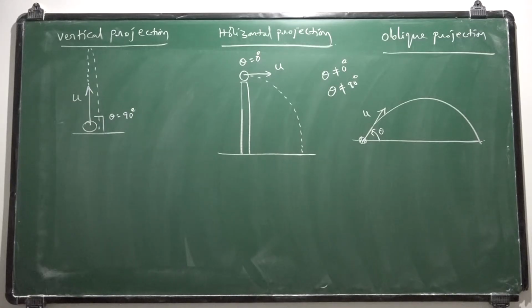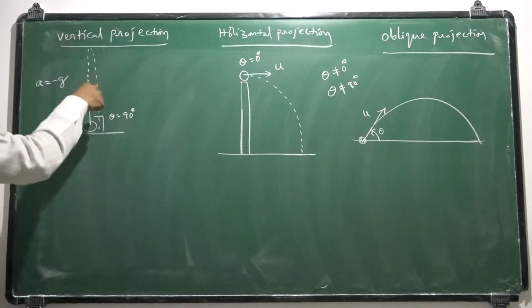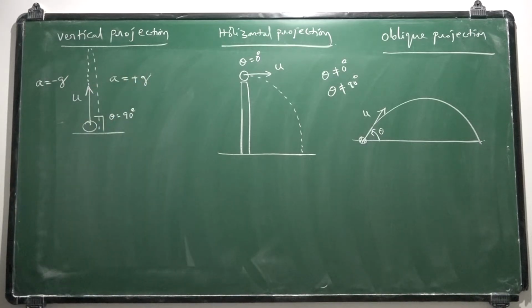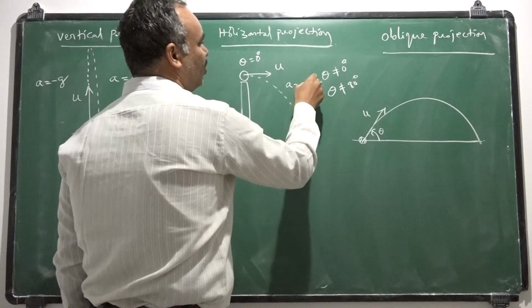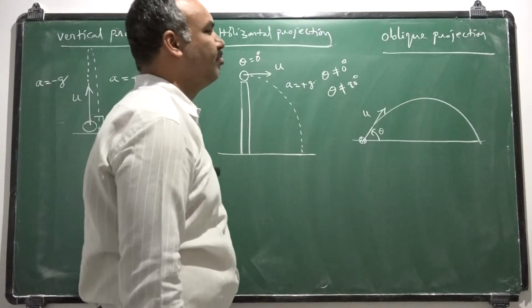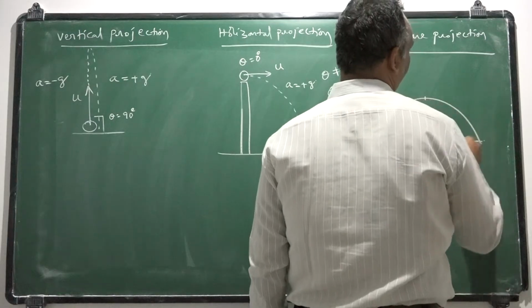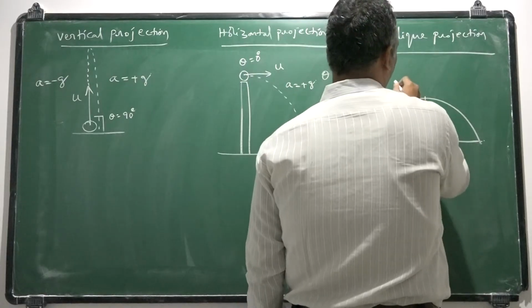In case of vertical projection, the thing you should remember is, as the body is moving against gravity, its velocity is going to decrease gradually. So its acceleration always should be taken as minus g. While it is coming down, its acceleration should be taken as plus g. This is the basic idea you should take here. Here it is moving downwards, a should be taken as plus g. It is under accelerated motion. Here a should be taken as minus g till this extent. From here to here, always g is downwards, a should be taken as g.